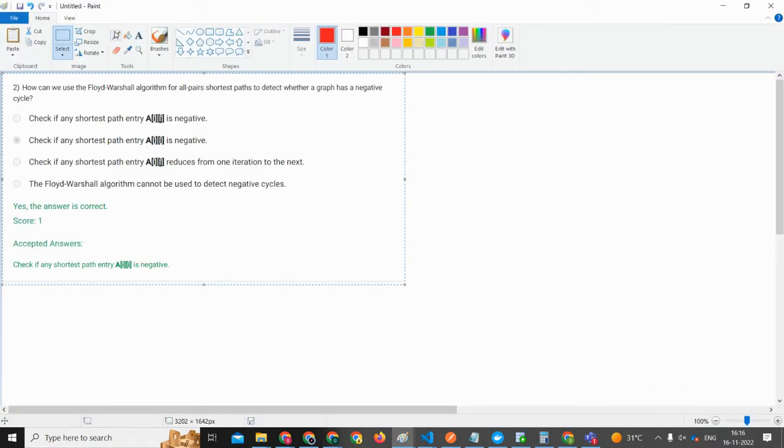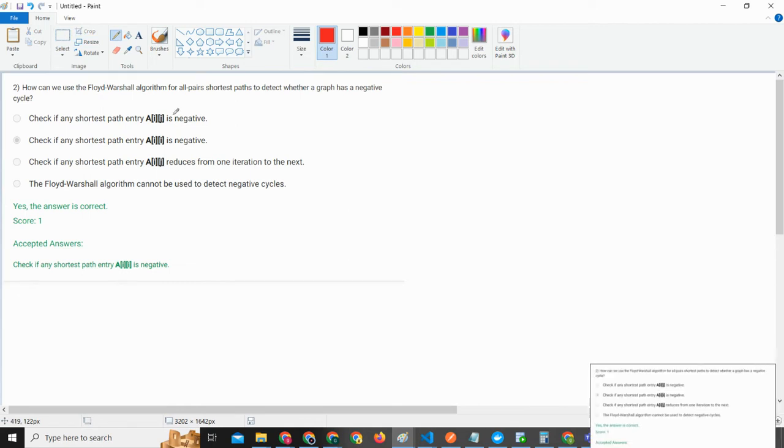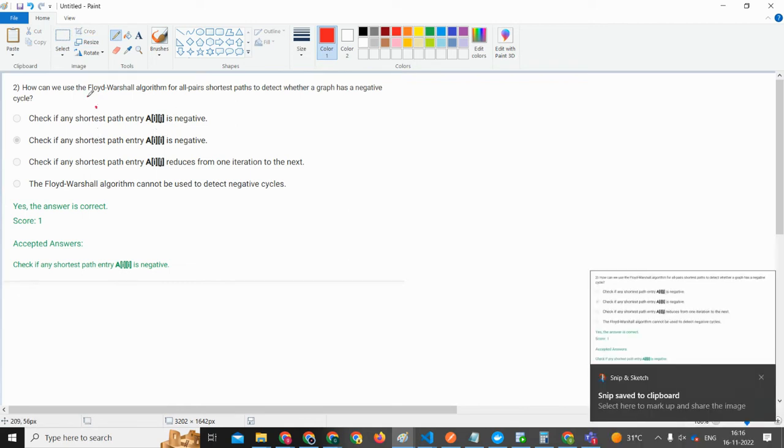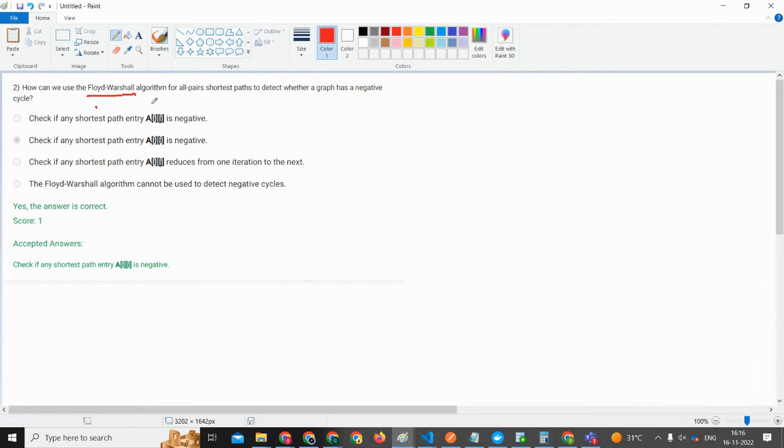So what is this Floyd-Warshall algorithm? Do you know about that? Today I watched a session video. In that video I learned that it finds the shortest distance between every pair, all-pairs shortest path. Yes. It can also detect whether the graph has a negative cycle. We can detect a negative cycle from the Floyd-Warshall algorithm.